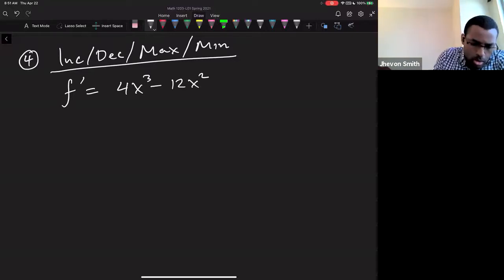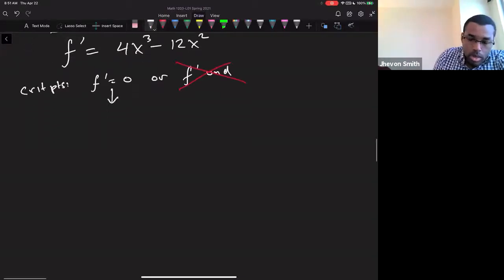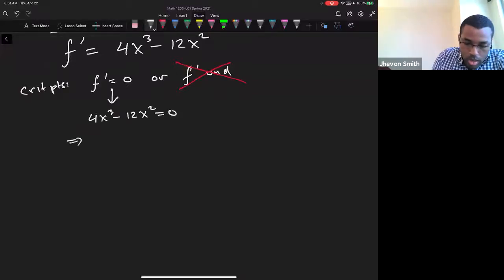And now we know we want to find the critical points. So here you're going to set f prime equals 0 or f prime undefined. F prime is a polynomial, so it's never undefined. So we only care about f prime equals 0. This means I want 4x cubed minus 12x squared equals 0. 4x squared is the common term, so that will leave me with x minus 3.